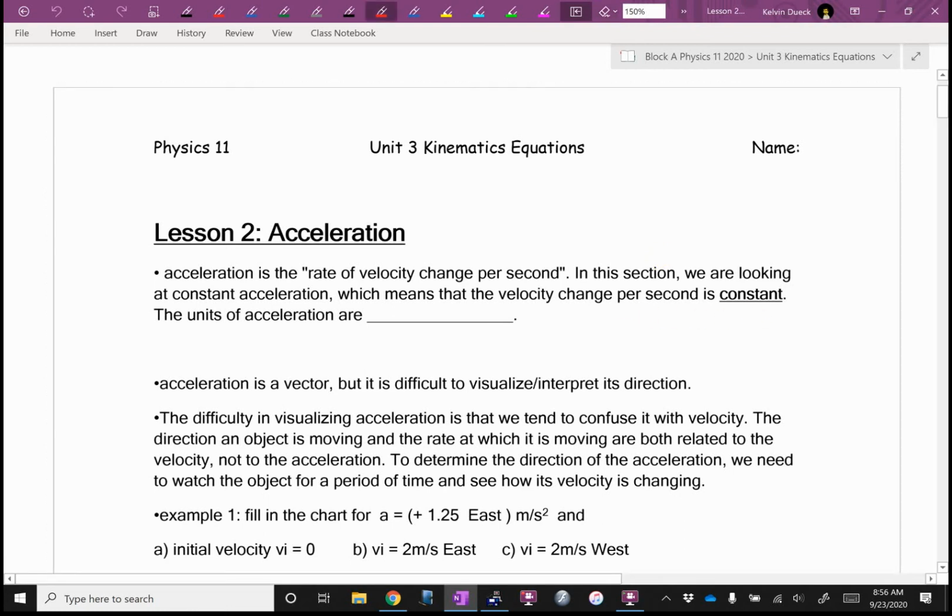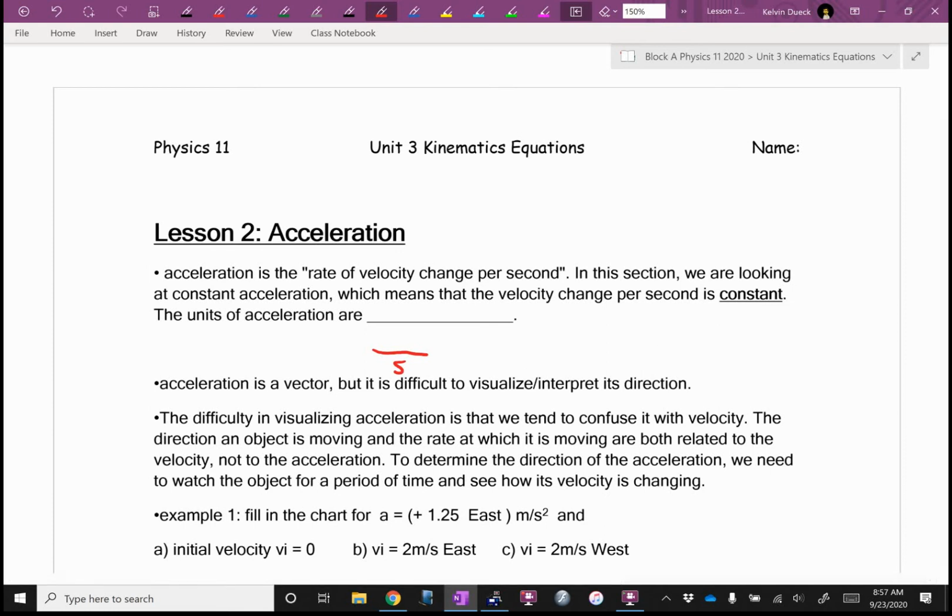The units for acceleration are, if it's the rate of velocity change per second, anytime I tell you the word rate, what that really means is you're dividing by time. So put an S there for seconds. And who remembers what the units were for velocity? Yep, that's the symbol. I want the units. Well, if you look at your green sheet, do I have v = d/t or something? What's the units for distance?